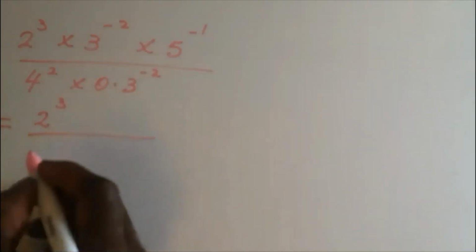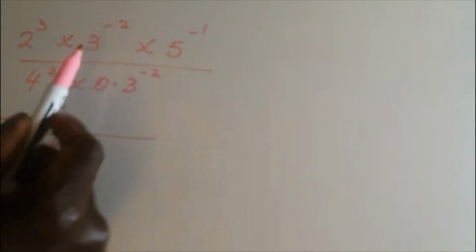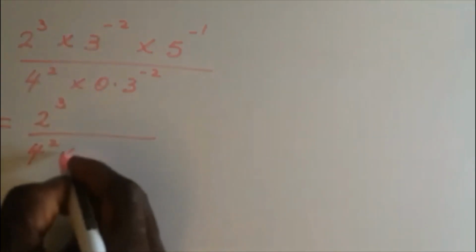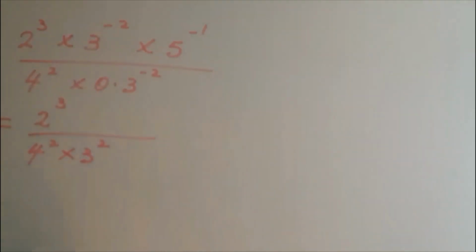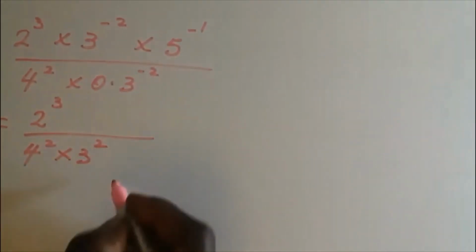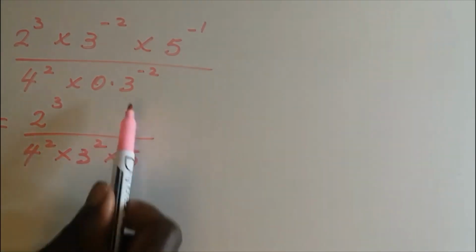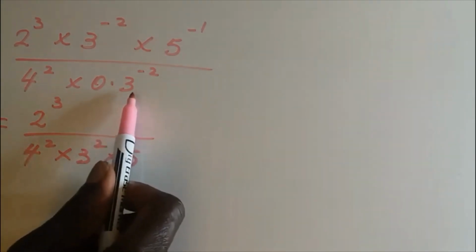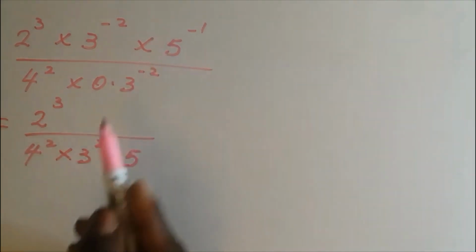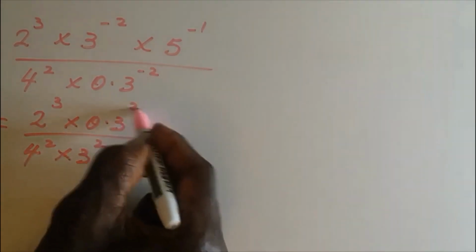And in the denominator, we'll still have 4 squared, but we'll move the 3 raised to the negative 2 in the denominator, and that becomes 3 squared. And also the 5 raised to negative 1, that becomes just 5. And instead of having this as a negative, with a negative index in the denominator, we'll move this to the numerator, and it becomes 0.3 squared.